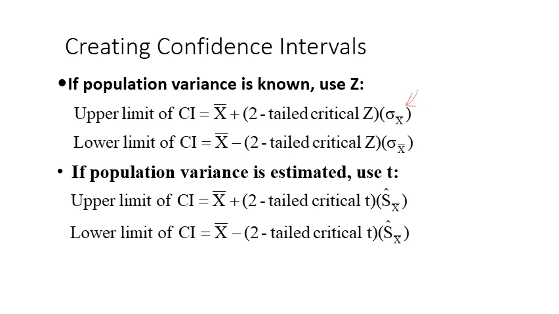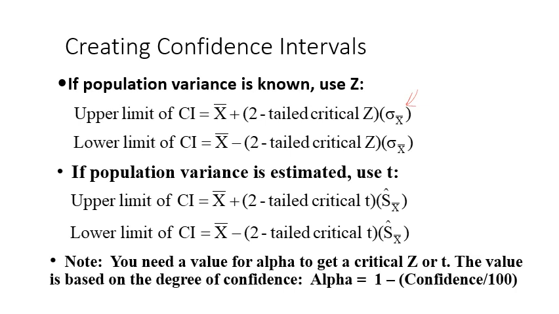And in this case, it's the mean plus and minus the two-tailed critical t-value times the estimated standard error of the mean. And again, you use the formulas we covered before for that. For both of these, you need an alpha. You need a value for alpha to get our critical z or t. The value is based on our degree of confidence.